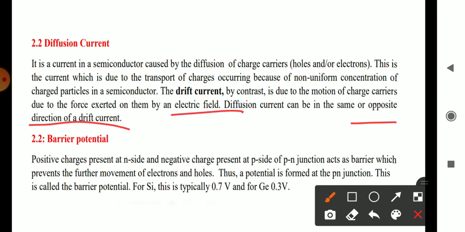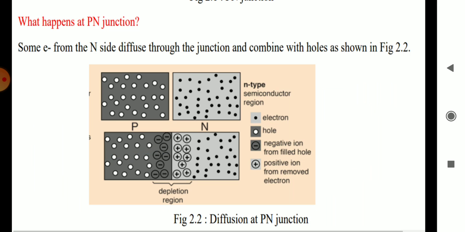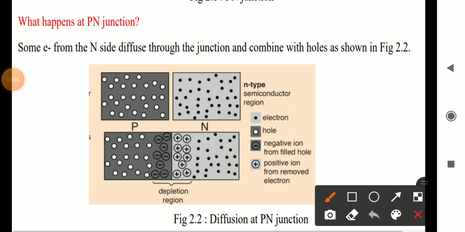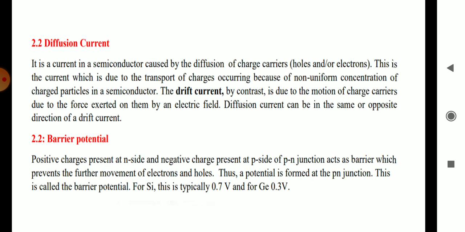Next, barrier potential. Barrier potential is nothing but the depletion region potential. In a depletion region, because of positive as well as negative ions, there is an existence of a potential. That potential we are calling a barrier potential. For this barrier potential there is one limit. After that it will oppose the movement of further electrons and further holes to this depletion region. So that opposition is nothing but the barrier potential that you can see here.